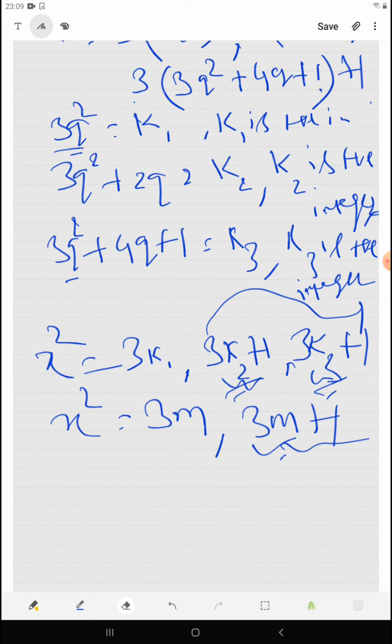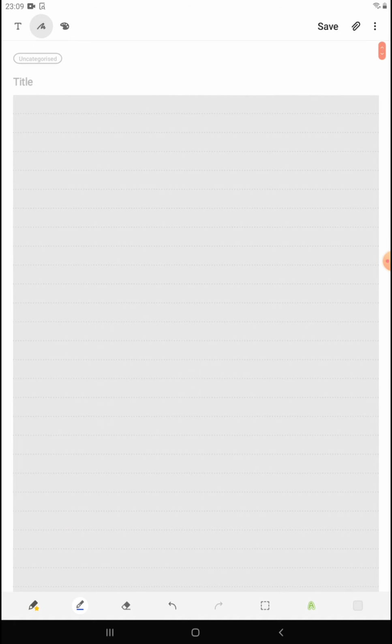I hope so. Yes. So the last problem, the fifth problem, says: use Euclid's division lemma to show that the cube of any positive integer is of the form 9m, 9m plus 1 or 9m plus 8.